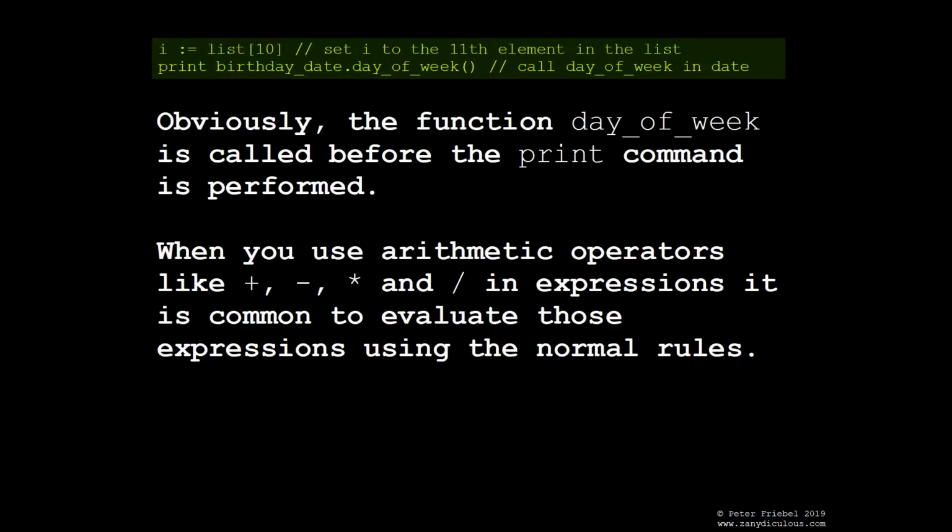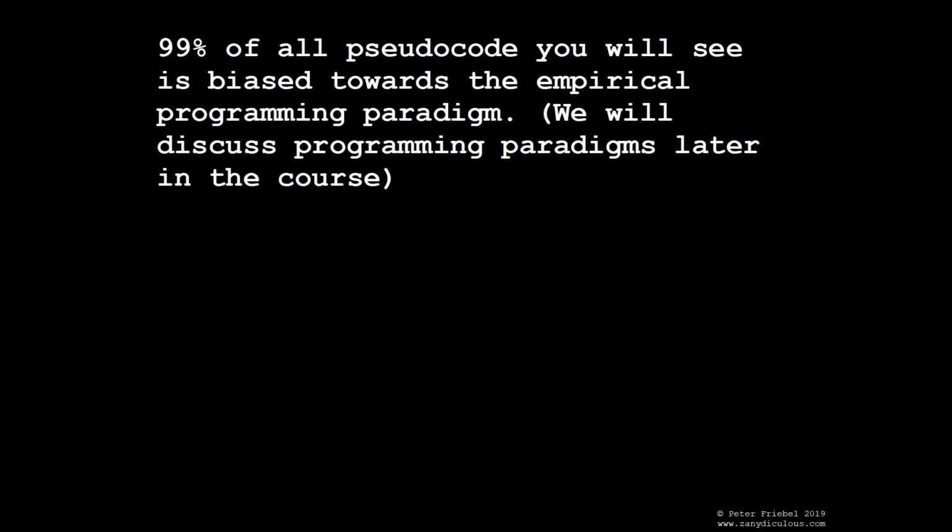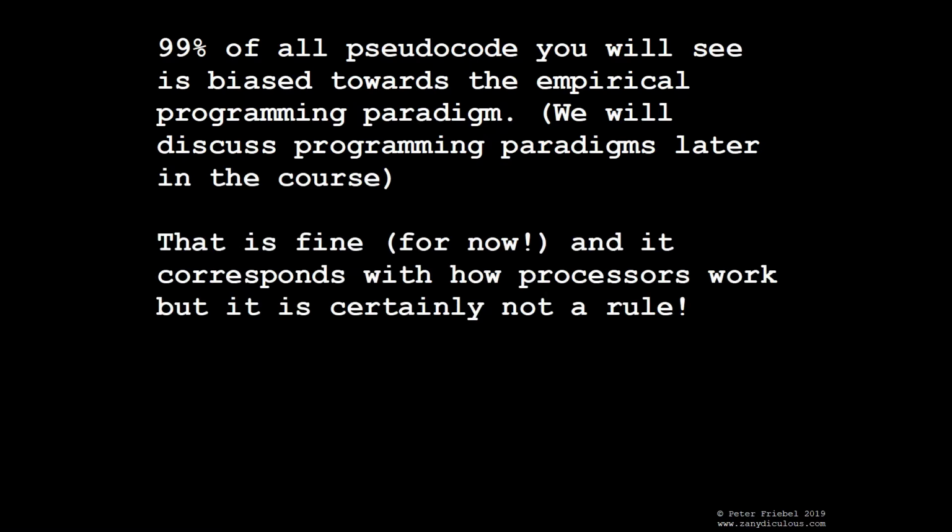When you use arithmetic operators like plus, minus, times and divided by in expressions, it is common to evaluate those expressions using the normal rules. A sequence is a group of one or more operations that are performed one after the other. Now 99% of all pseudocode you will see is biased towards the empirical programming paradigm. We will discuss programming paradigms later in the course. That is fine for now, and it corresponds with how processes work, but it is certainly not a rule.